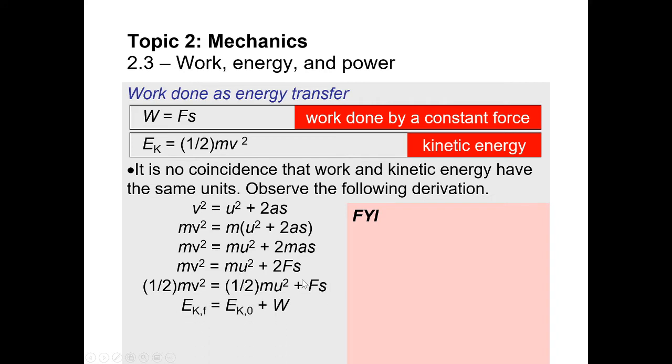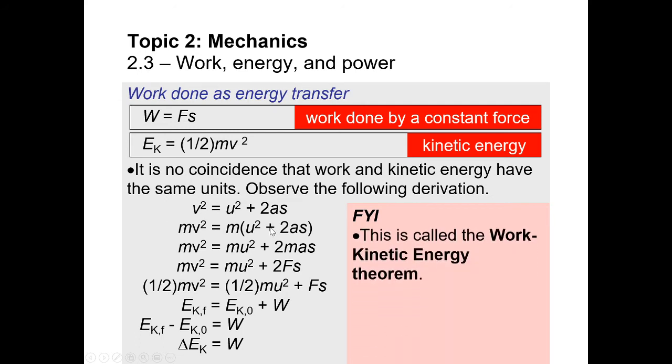Now, what about F times S? F times S is work. So final kinetic energy equals initial kinetic energy plus work, or written another way, work is equal to final kinetic energy minus initial, or work is equal to delta EK. This is a remarkable consequence of manipulating the original formula. That's called the work kinetic energy theorem.